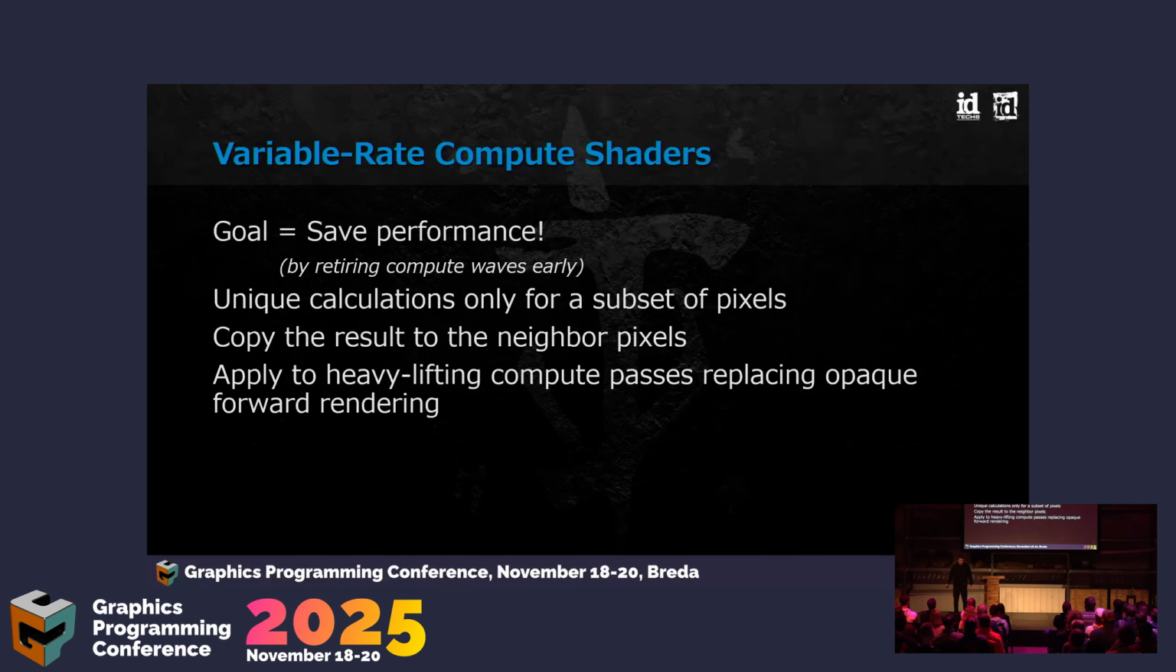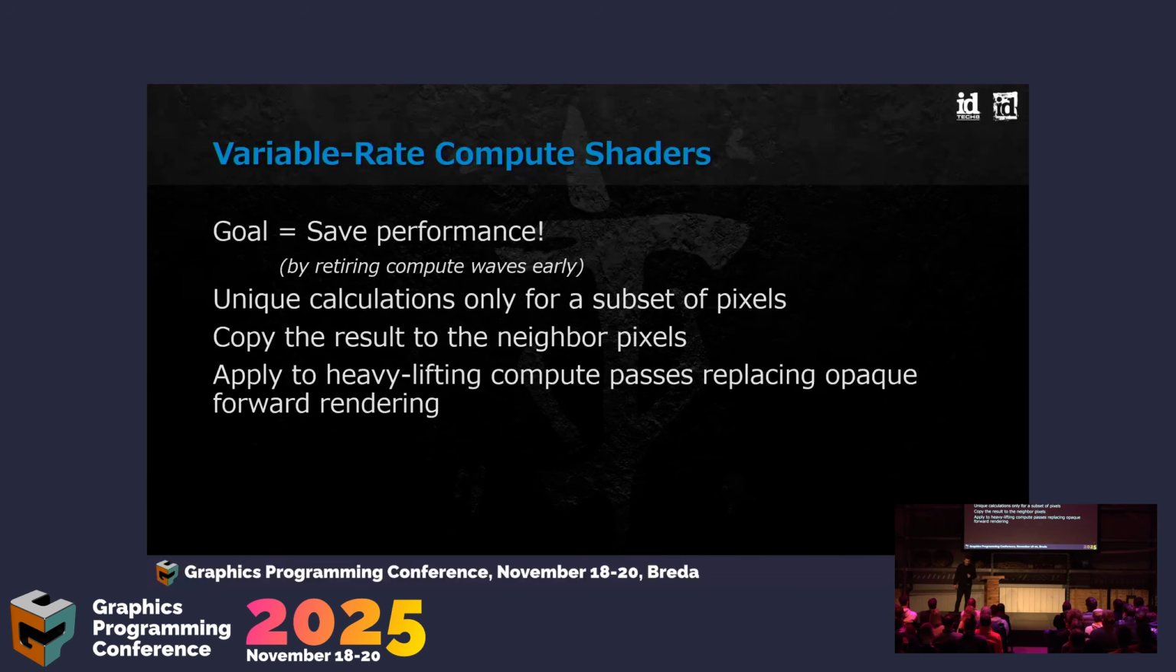So what's the purpose of VRCS? In short, in one sentence, it's basically saving performance by retiring entire compute waves early. And we reduced the number of unique pixel calculations based on the shading rate. And those uniquely calculated pixels might copy their result to their neighbors, so we don't get holes in it. So far, it's a similar approach as with hardware VRS.